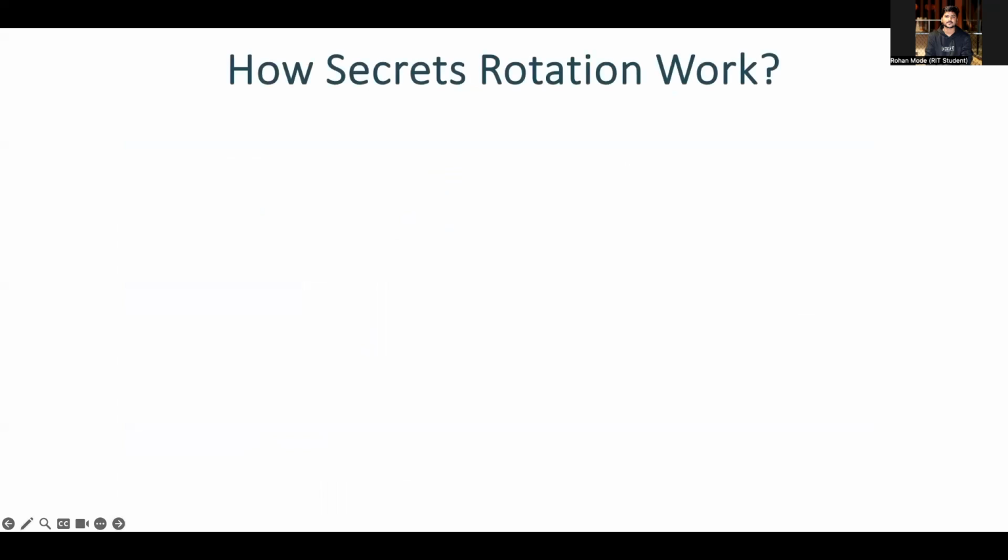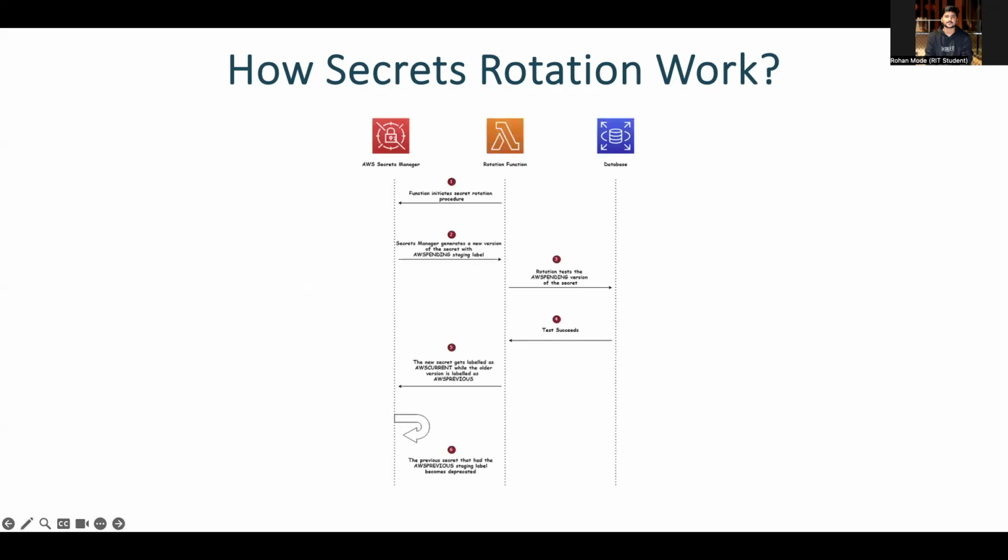Now, let's understand how secret rotation works. To understand this in the simplest manner, imagine you are running an e-commerce website and it connects to a database to store customer orders. The database requires a password to access it, and you want to rotate or update this password automatically without disrupting your application. So how will the entire workflow for this kind of activity look? At first, the Secrets Manager function initiates a secret rotation procedure.